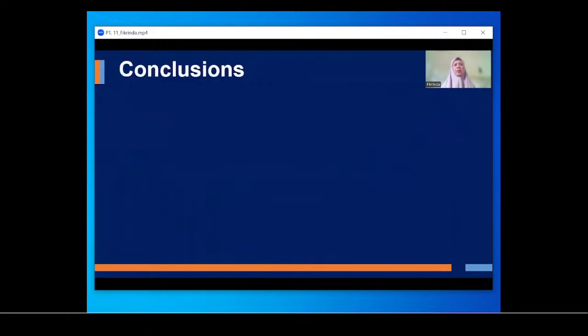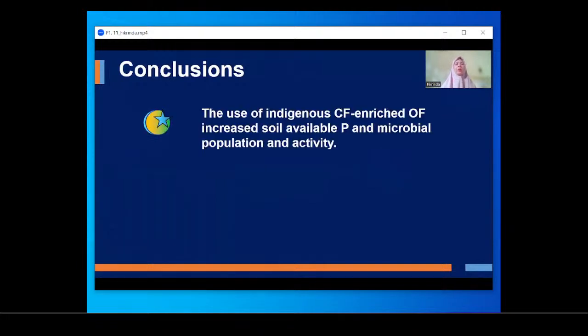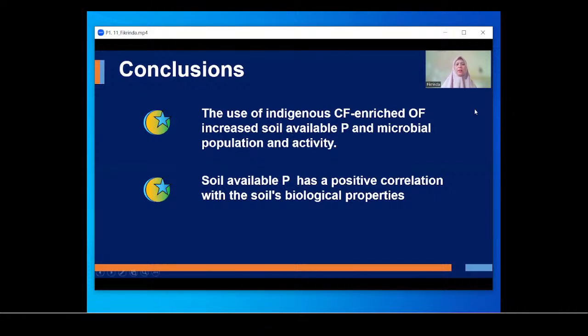The conclusion: we conclude, first, the use of indigenous cellulosic fungi enriched organic fertilizer increases soil available phosphorus and microbial population and activities. And then soil available phosphorus has a positive correlation with the soil's biological properties. So, that's all.